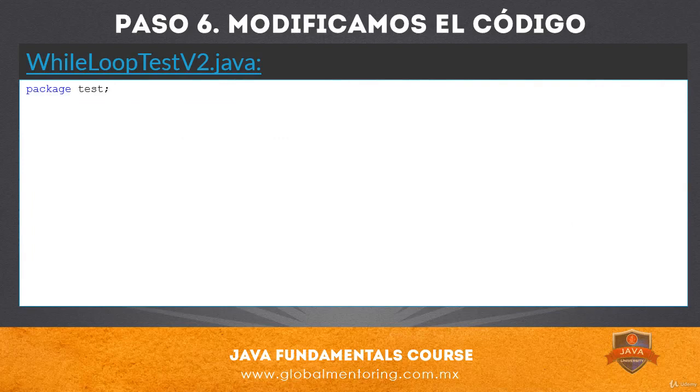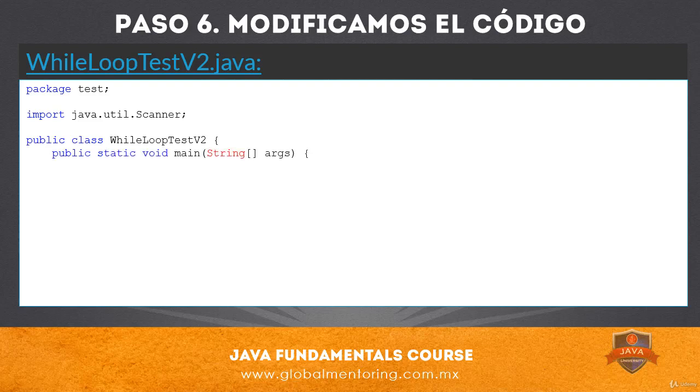And the code is almost the same, and we define a package name test. We will import the class Scanner because we will ask how many elements the user wants to print. So this is the syntax to import a class: import java.util, which is the name of the package of the class Scanner. So we import this class. After that, we declare our class, public class WhileLoopTestV2.